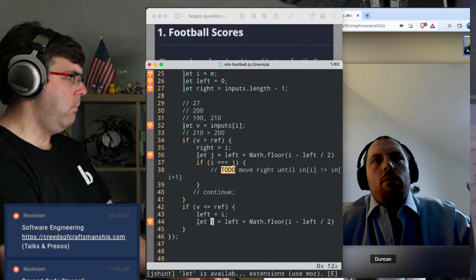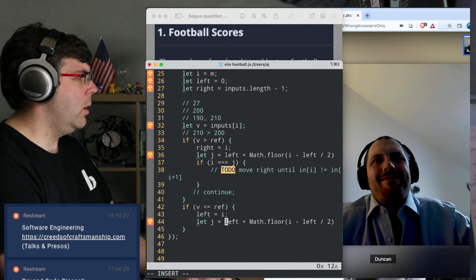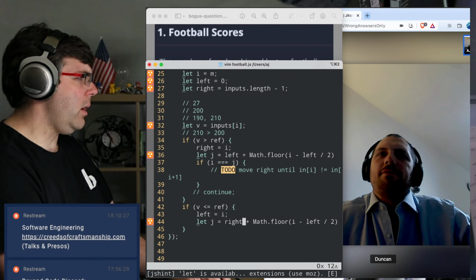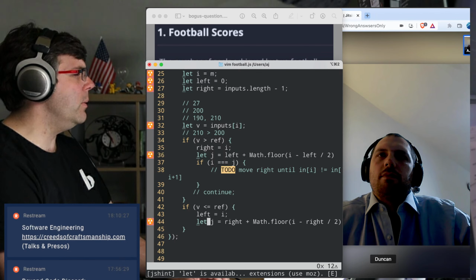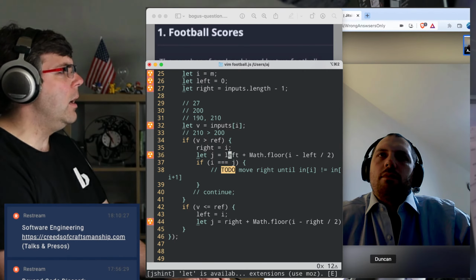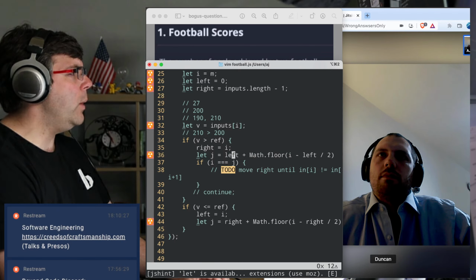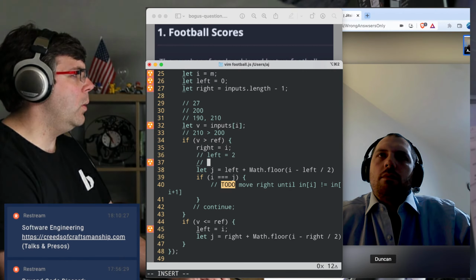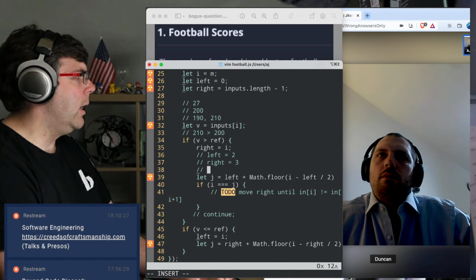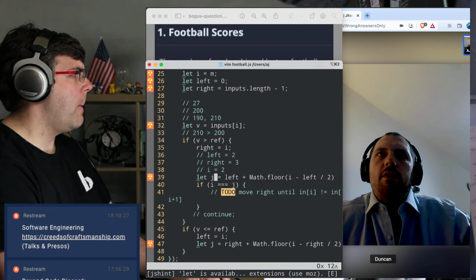So then let's do J is equal to right. And I'm going to stick with the floor for now, because that ensures that we don't go out of our bounds. Okay, so I'm going to go back up to this one. I'm going to think through this one for a second. I just want to make sure that my math is right here. Let's say that left is equal to 2 and right is equal to 3 and I is equal to 2, then what would happen in this? Walk through the test case that you have set up already.